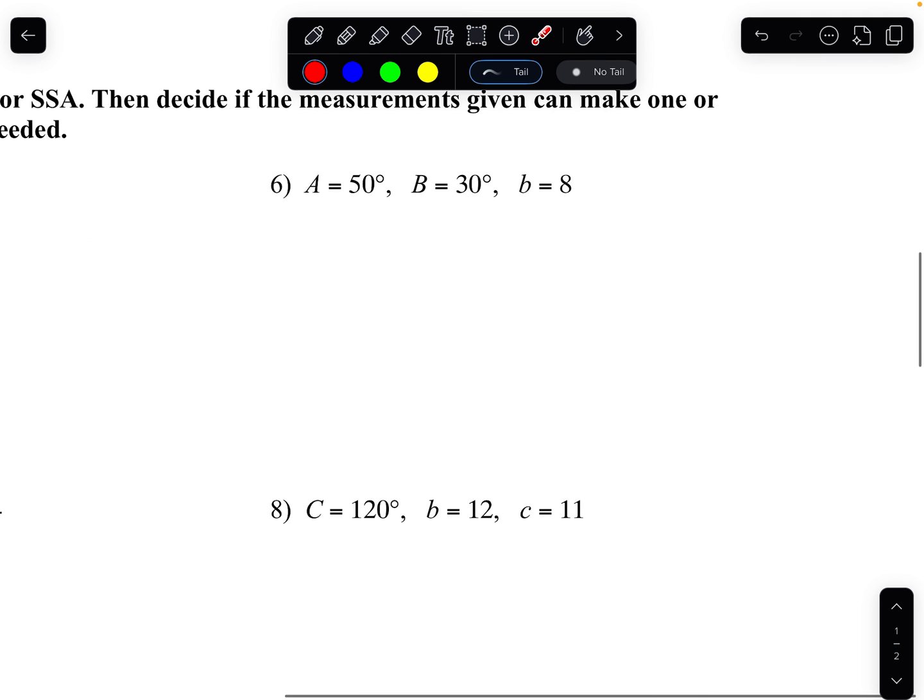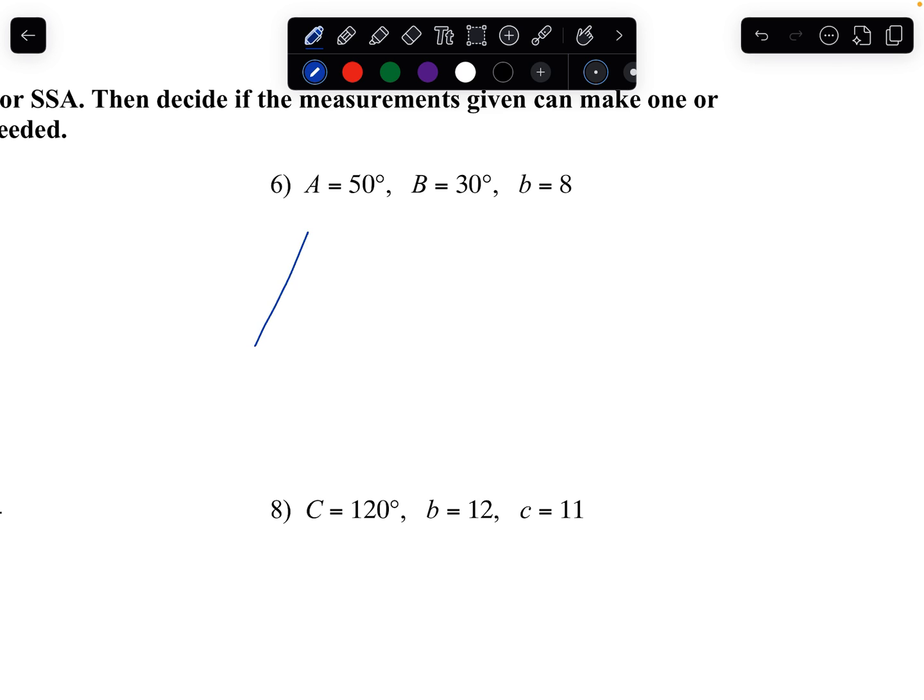All right, going over here. Again, let's make a triangle. It's not going to be to scale by any means, so I'll just do the same. So this right here is going to be 50 degrees. For A, we'll call this B. This is 30 degrees. And side B, which would then be opposite over here, would be 8.